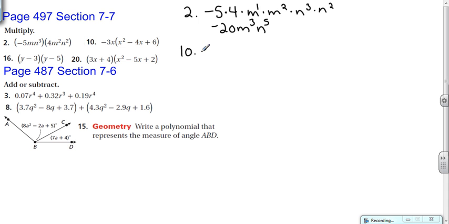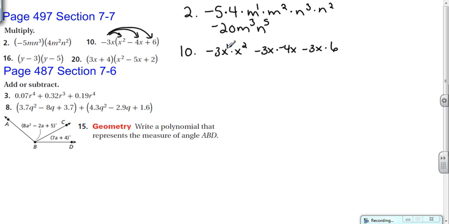Number 10 is a distributive property. So you're going to distribute that negative 3x. So you're going to have negative 3x times x squared. You're going to have negative 3x times negative 4x. And you're going to have negative 3x times a positive 6.